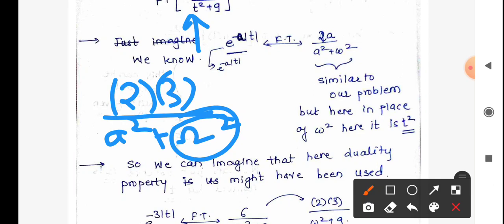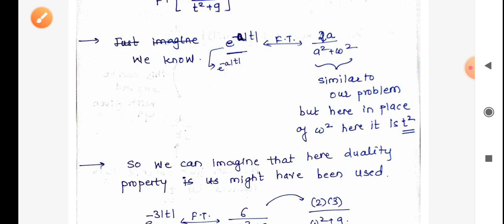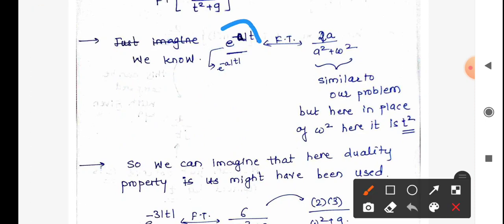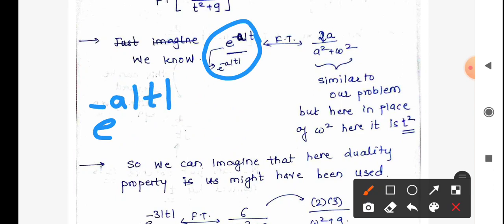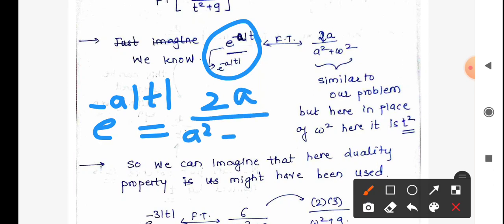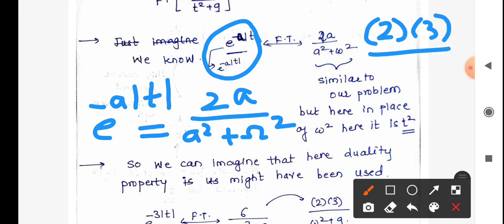Before we go ahead with the duality property, let me again remind you that if I have a function like e raised to minus a mod t, in that case it will have its Fourier transform as 2a upon a square plus omega square, right? So now my given equation is of the form 2 into 3 divided by 9 plus t square. This 9 I can very well write as 3 square plus t square.